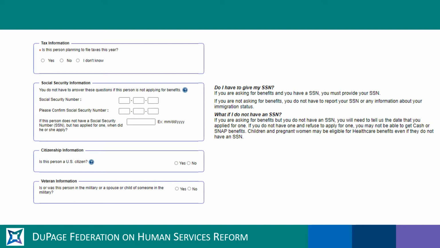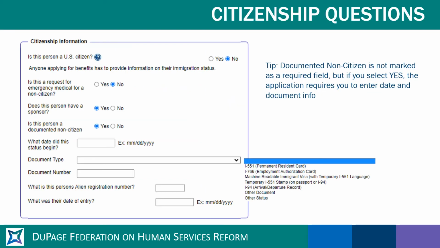You also will see a couple of other questions about citizenship and veteran status. Let's take a closer look at those. These are the questions that show up as soon as you mark no, the person is not a citizen. The first is asking whether or not it's a request for emergency medical assistance for a non-citizen. This is a special Medicaid program for immigrants who do not have a qualifying immigration status for Medicaid, but end up in the emergency room for a life-threatening or sudden onset illness or injury. So that's a special program that if they're requesting that benefit, they can do so through this ABE application.